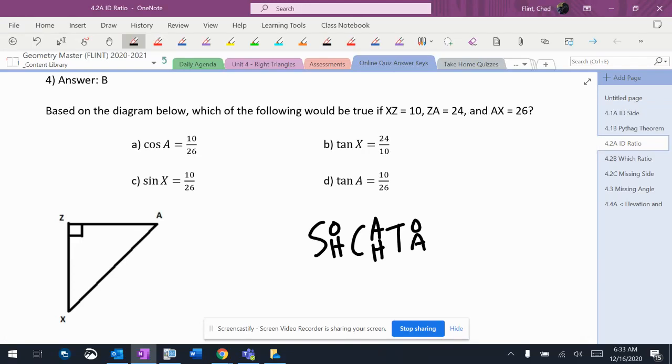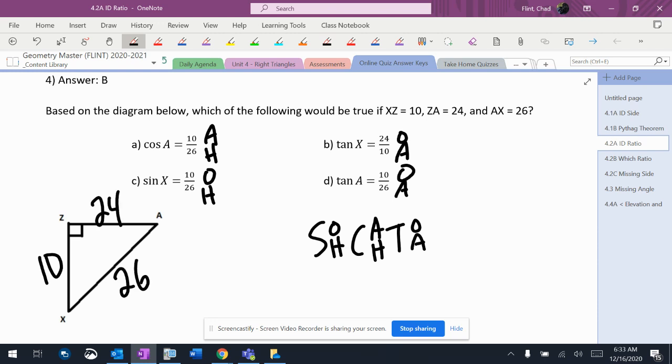So I'm going to label each of these choices here with which side those are supposed to be. So cosine is supposed to be adjacent and hypotenuse. Sine is supposed to be opposite and hypotenuse. Tangent is supposed to be opposite and adjacent. I'm going to put the numbers on the picture where they go. 10 is XZ, ZA is 24, AX is 26.